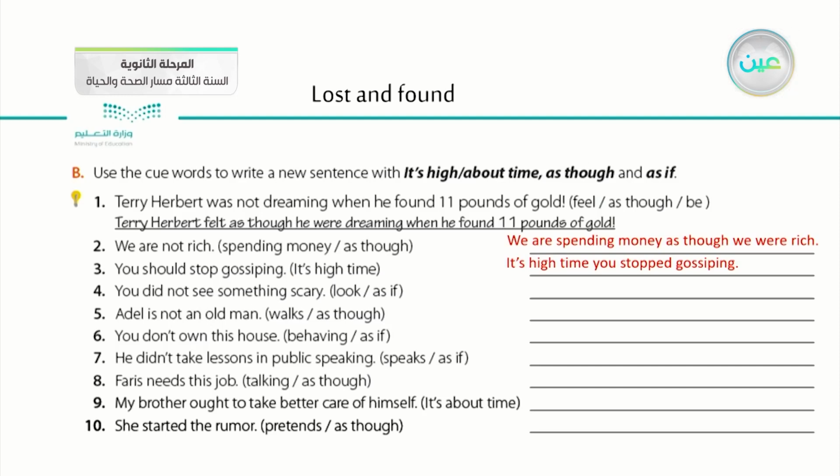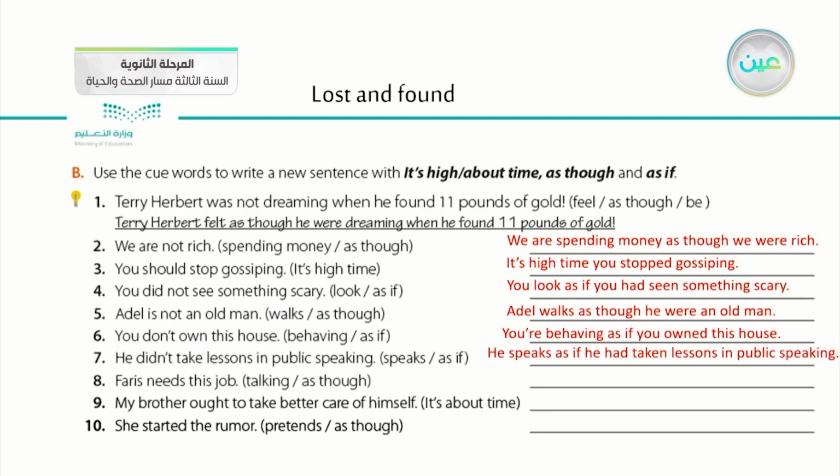You didn't see something scary. You look as if you had seen something scary. Adil isn't an old man. Adil walks as though he were an old man. Number six, you don't own this house. You are behaving as if you owned this house. Number seven, he didn't take lessons in public speaking, but he speaks as if he had taken lessons in public speaking. Faris needs this job. Faris is talking as though he didn't need this job.